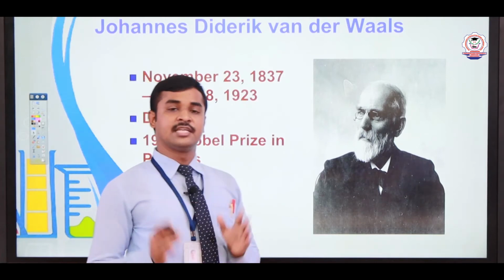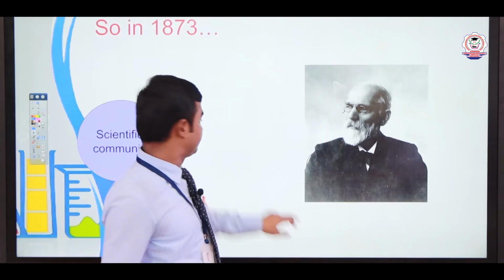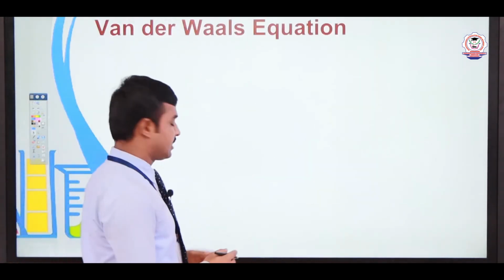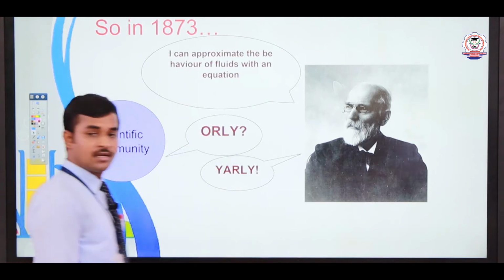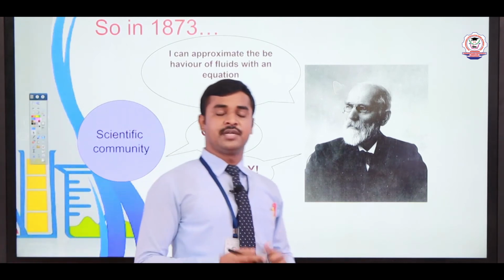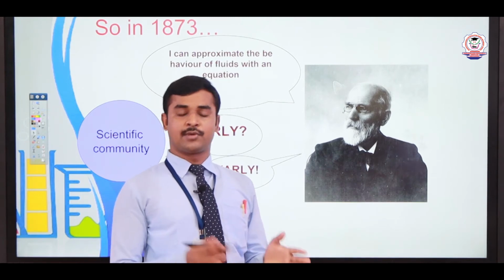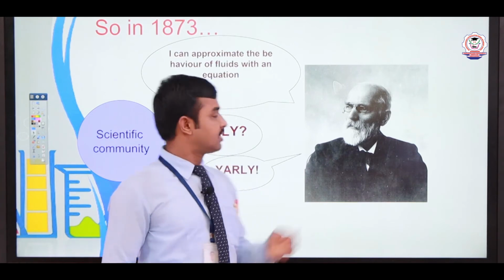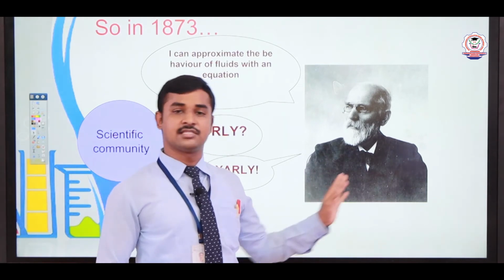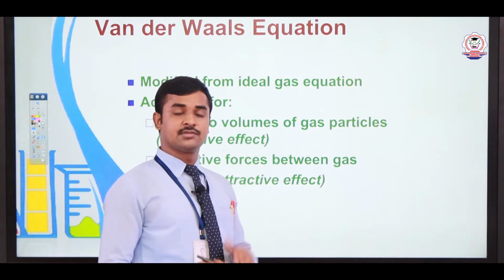So the van der Waals equation simply describes real gas behavior. It was identified by him. In 1873, the scientific community asked van der Waals how he could differentiate the gases. But van der Waals said, I can approximate the behavior of fluids with an equation. Fluids may be gases or liquids, which can move from one place to another spontaneously, so all are called fluids. He wrote this equation for real gases, the gaseous state equation. So by the van der Waals equation, the ideal gas equation is modified.